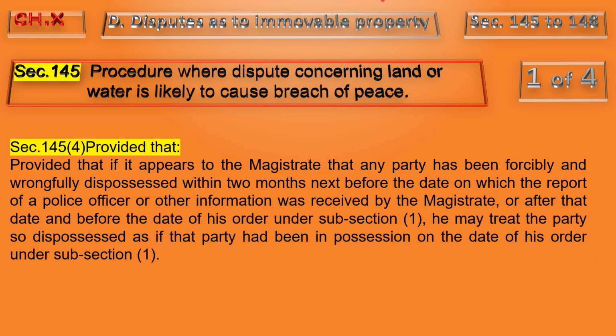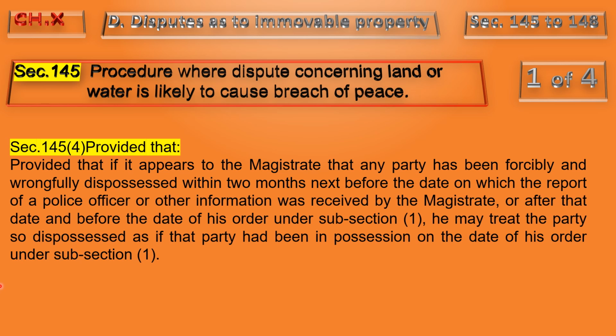Provided that if it appears to the magistrate that any party has been forcibly or wrongfully dispossessed within 2 months next before the date on which the report of the police officer or other information was received by the magistrate, or after that date and before the date of his order under subsection 1, he may treat the party so dispossessed as if that party had been in possession on the date of his order under subsection 1. So the condition is explaining us two things.